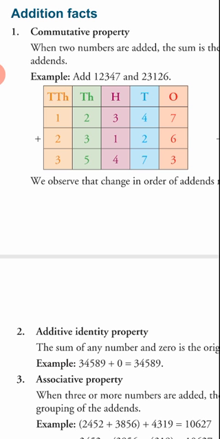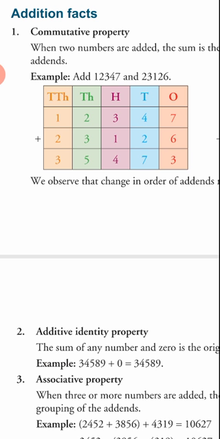And on Saturday, we learned how to add 5 and 6 digit numbers. Today, we will see some of the addition facts that will make your addition very easy. Means while adding the numbers, you have to keep these facts in your minds. So let us start with the very first property, and that is commutative property.